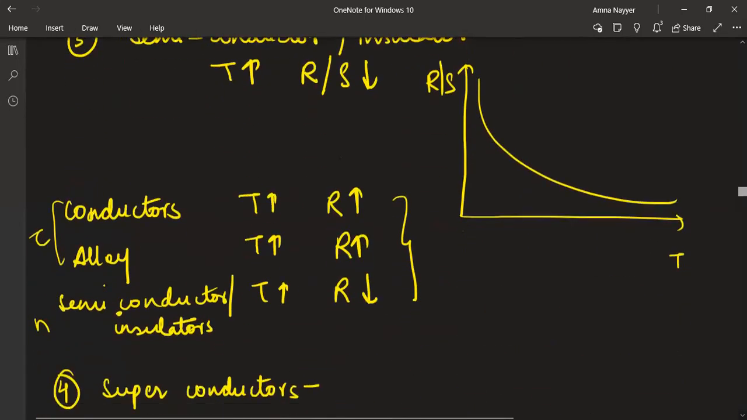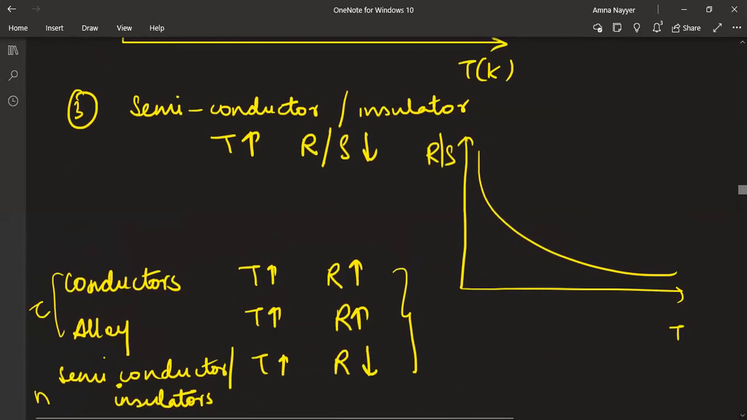Then you have semiconductors. We did a complete lesson on semiconductors, so most of the questions on them will be from that chapter, PN junction and all that we discussed. Now, for semiconductors and insulators, you get a hyperbola. Why? Because this is inversely proportional. If you increase the temperature, resistance or resistivity will decrease. And if you decrease the temperature, resistance and resistivity will increase.